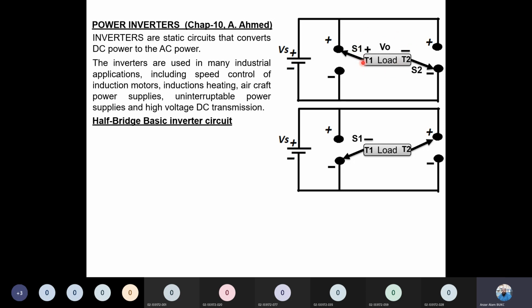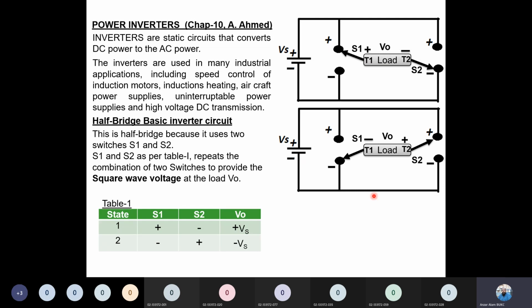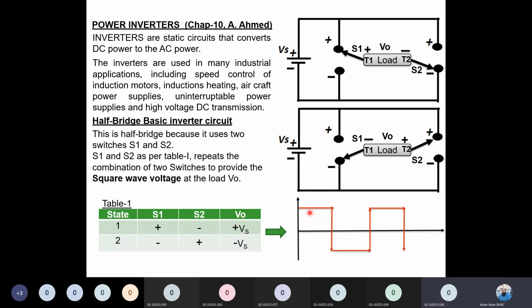So this is the plus voltage in reference with T1. This voltage will also be measured with reference to T1. If you measure with reference to T1, this is plus, this is minus. This is the basic review, and we generated two types of voltage. This is the square wave voltage, because we connect these switches in status 1 and 2.